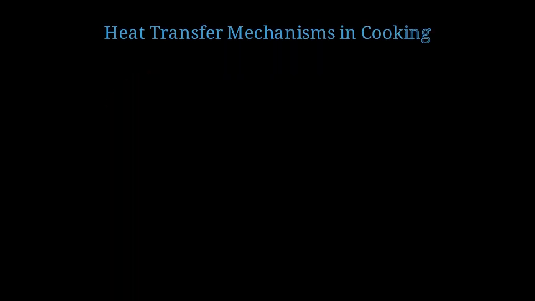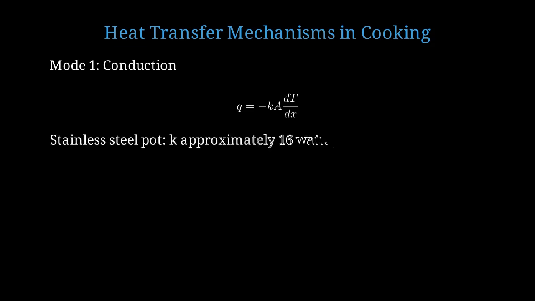When we cook borscht, we're dealing with three fundamental modes of heat transfer. Let's examine each one. Conduction is heat transfer through direct contact. When the pot touches the stove, heat conducts from the burner through the metal pot bottom. This is Fourier's law of heat conduction. Q is the heat flux, K is thermal conductivity, A is area, and dT/dx is the temperature gradient. For a typical stainless steel pot, the thermal conductivity is about 16 watts per meter Kelvin. This means heat conducts fairly well through the pot.